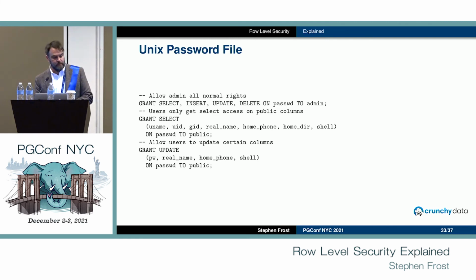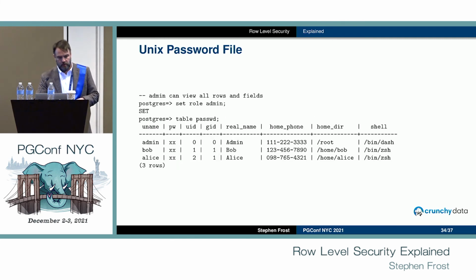We then grant update access, and we say users are able to update some of these columns, like the password, real name, home phone, and shell. But with the combination of row-level security, an update command that's run is only going to see the one row in the table that matches the username of the person running the update statement. So let's look at some examples here.